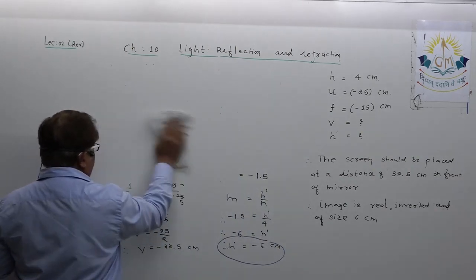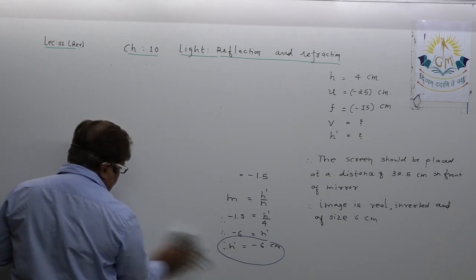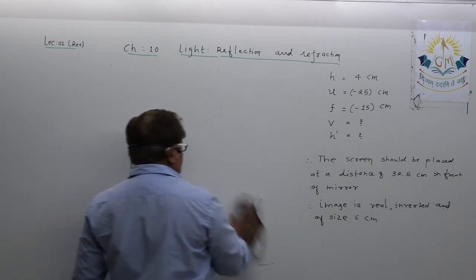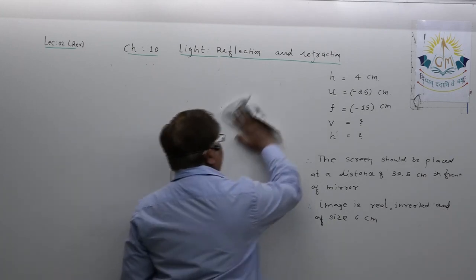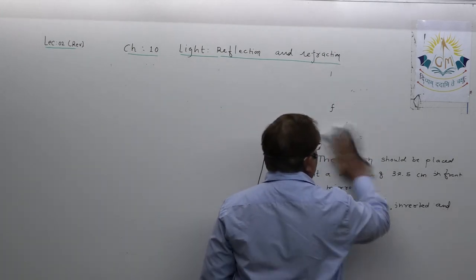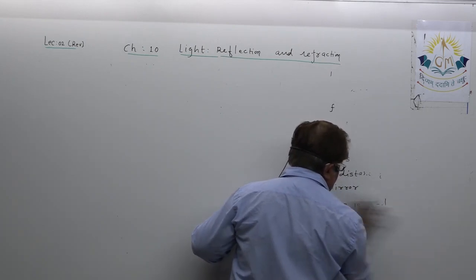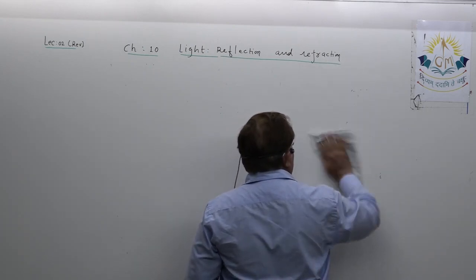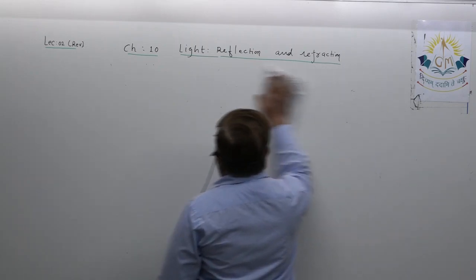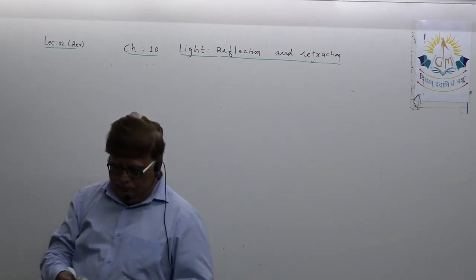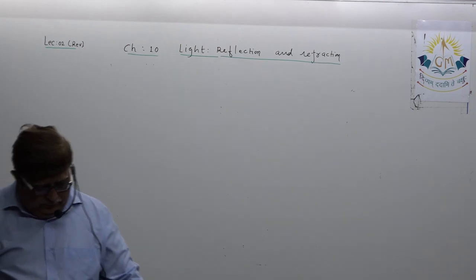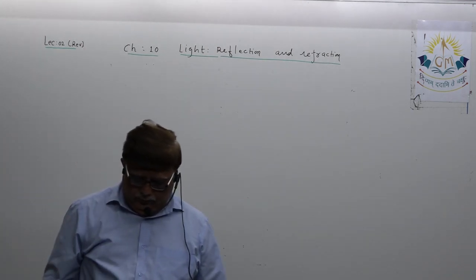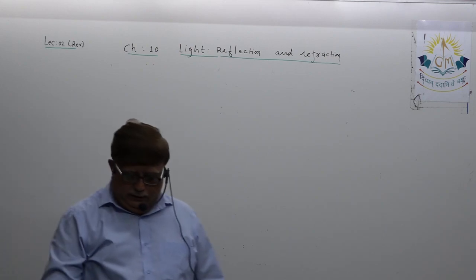Let us take the second one from the PDF, which I have already sent to you. Okay. See, you just first read the sum. What is given there? The second one, see. You just read that sum.